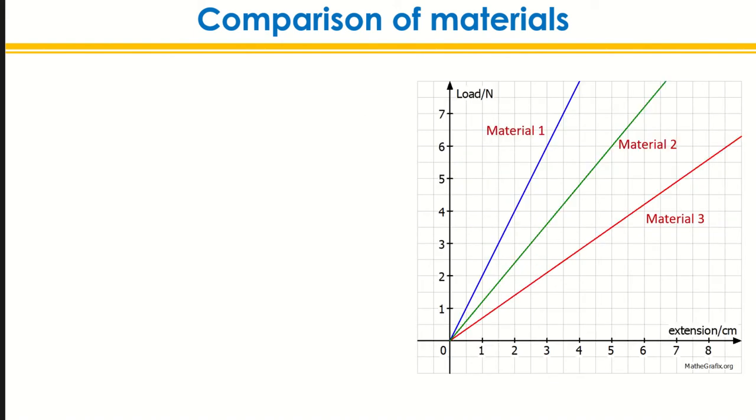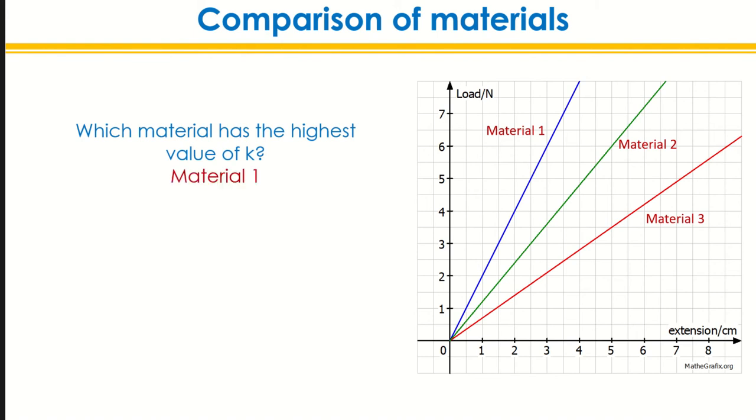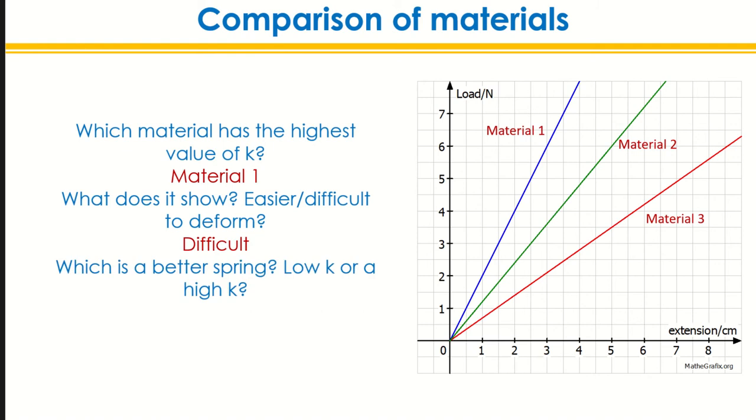The same data again, and which material has the highest value of k, meaning the stiffness? Of course material 1 has the highest gradient or slope, with the load on the y-axis and the extension on the x-axis. So we can say that material 1 has the highest value of k. So its stiffness is the highest among these three. What does it show? Easier or difficult to deform. So of course material 1 is difficult to deform among these three materials.